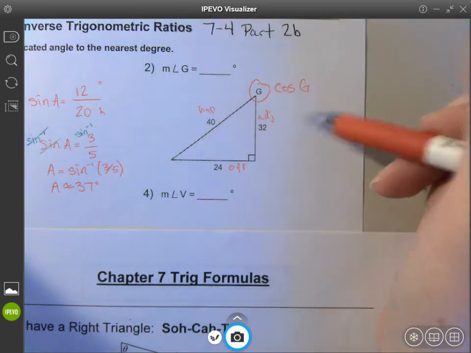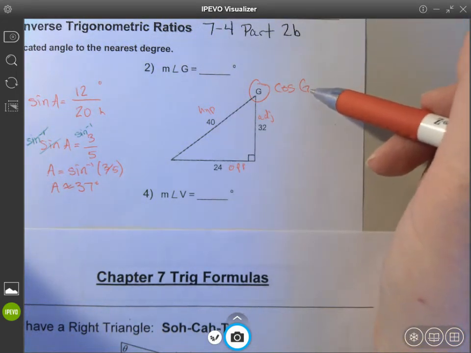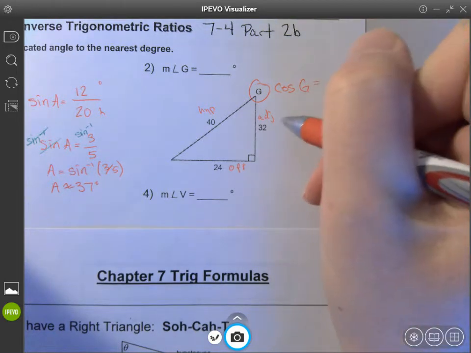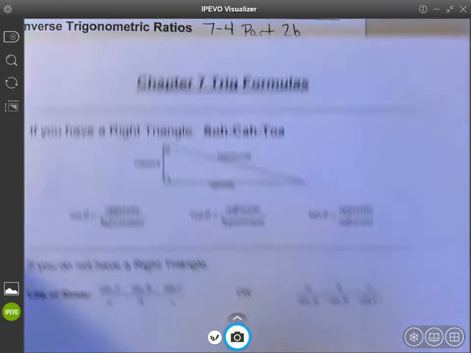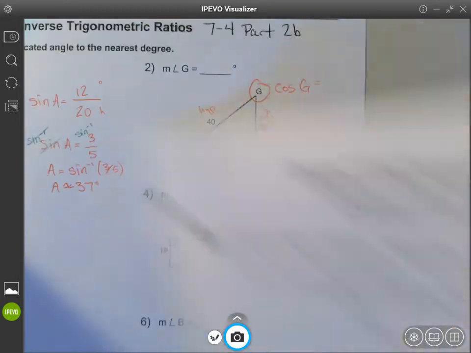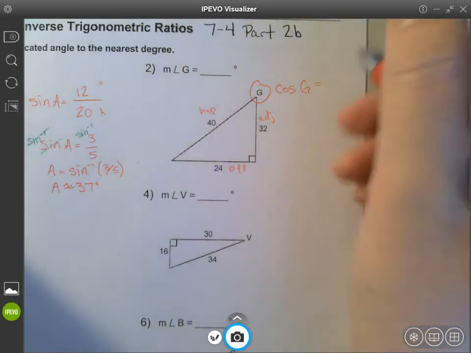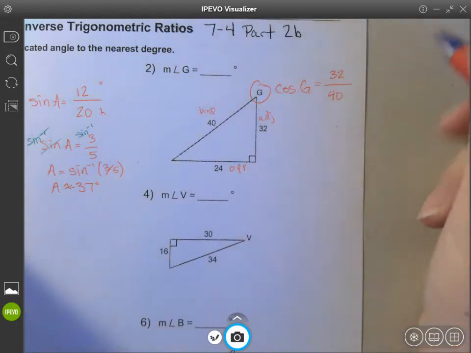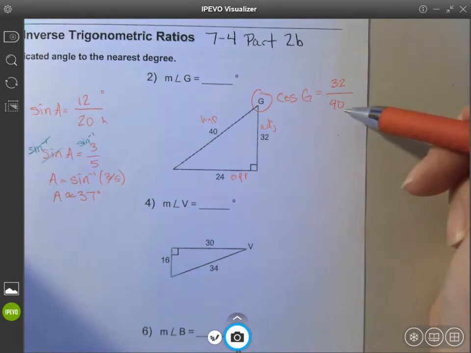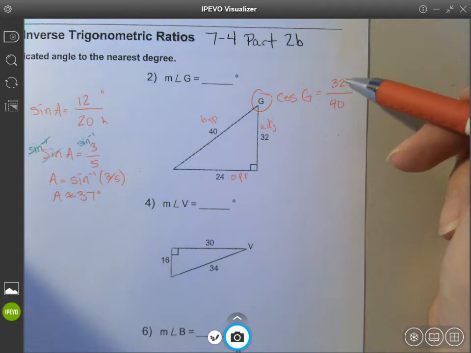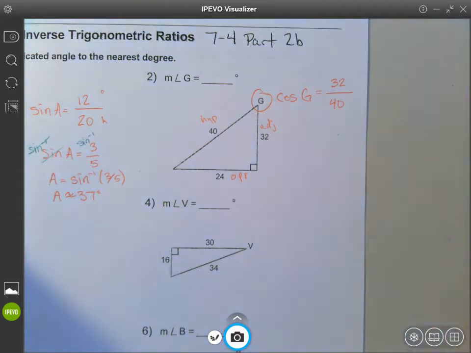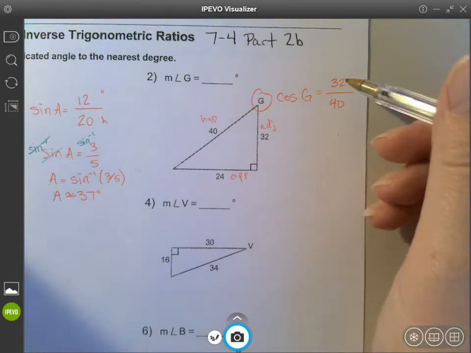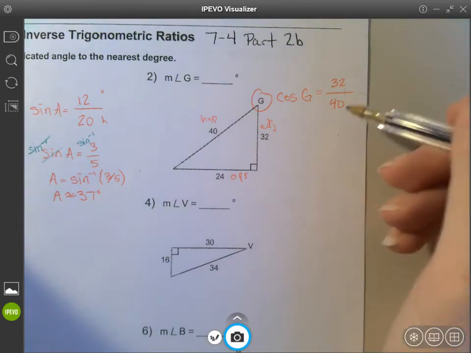So when I'm looking at the cosine of G, if I'm using cosine, I'm using adjacent over hypotenuse. Here it is, adjacent over hypotenuse. So if I look at it, the adjacent is 32, the hypotenuse is 40. Typically you would be reducing this and telling me, here's the ratio. I actually don't need to spend the time reducing it if I'm just using my calculator to solve it. But if you were just giving me the ratio, you would reduce that fraction by 8.